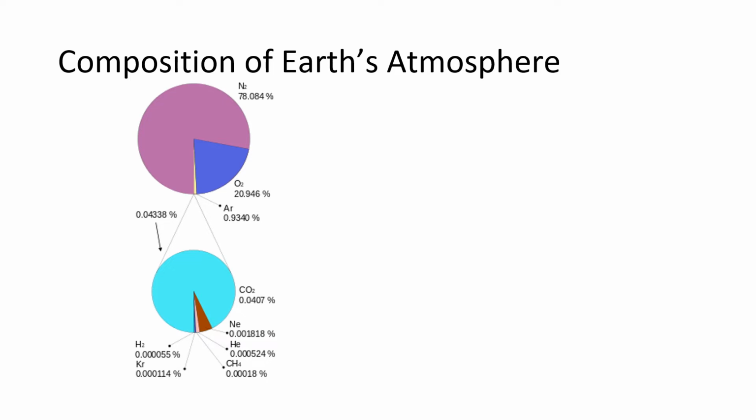That's a picture of the composition of Earth's atmosphere. Most of it is nitrogen, and some of it is oxygen, and the rest are very small amounts. All of this is just dry air, so it's not counting water vapor.